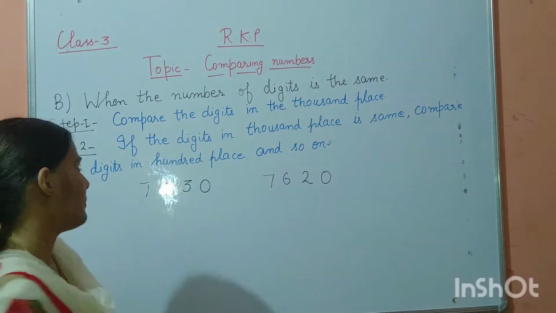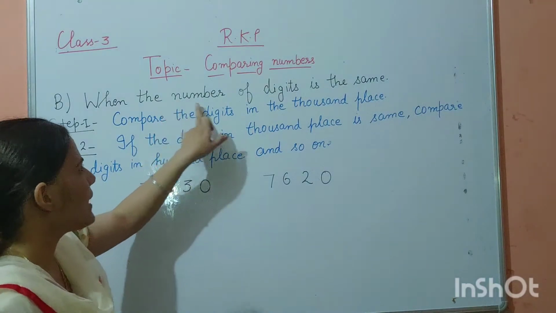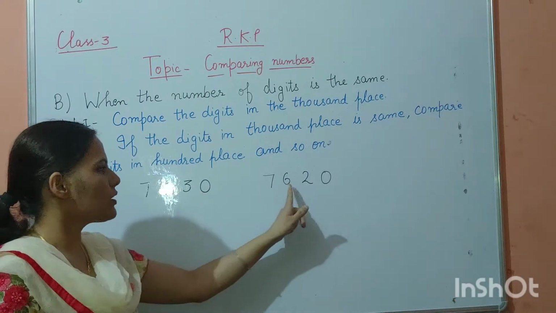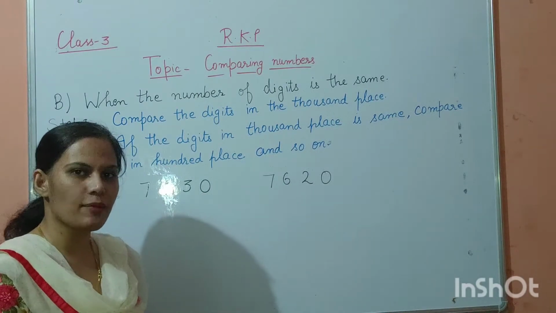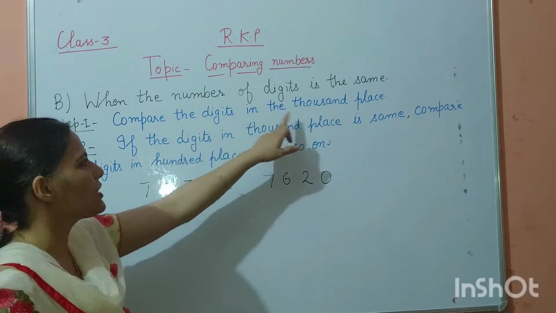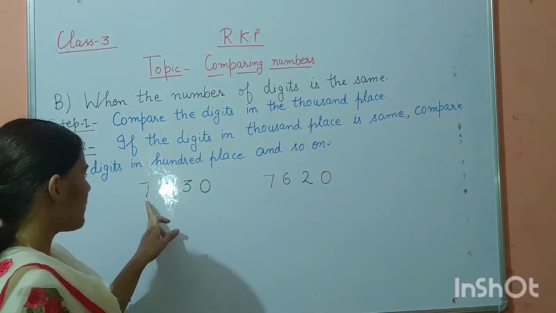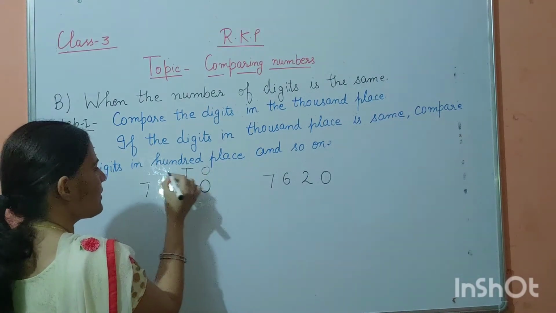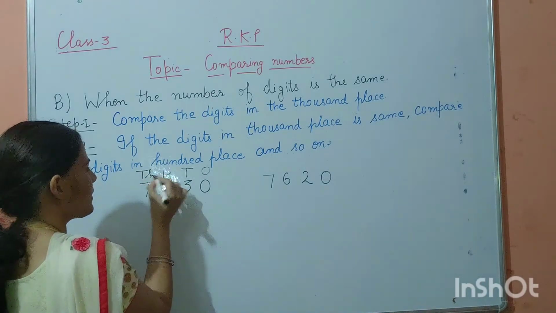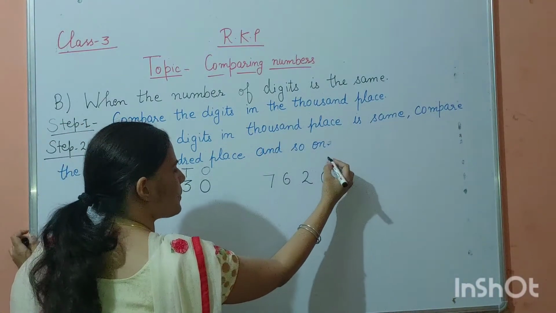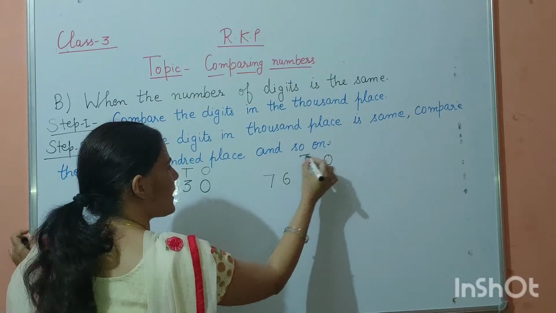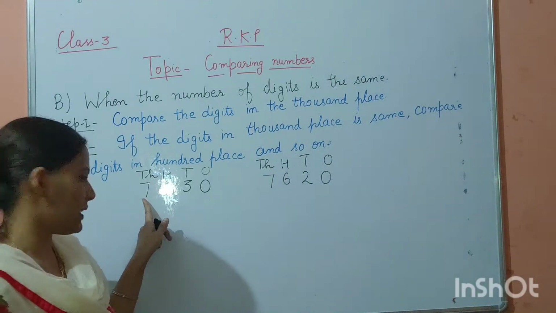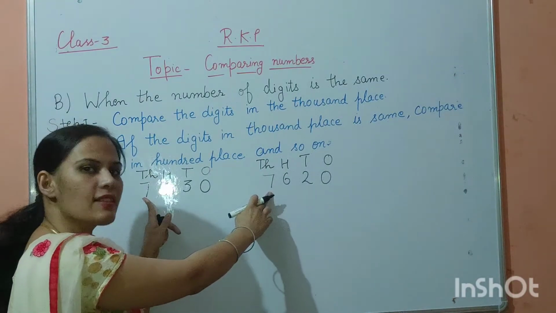Let's take it step by step. First of all, the number of digits is the same, means 1, 2, 3, 4 and 1, 2, 3, 4. 4 digits are the same. Then compare the digits in the thousand place. What is the thousand place? Ones, tens, hundred, thousand place. Place it also in the place value chart. Compare the thousand place. This is 7 and this is 7. Both are the same.